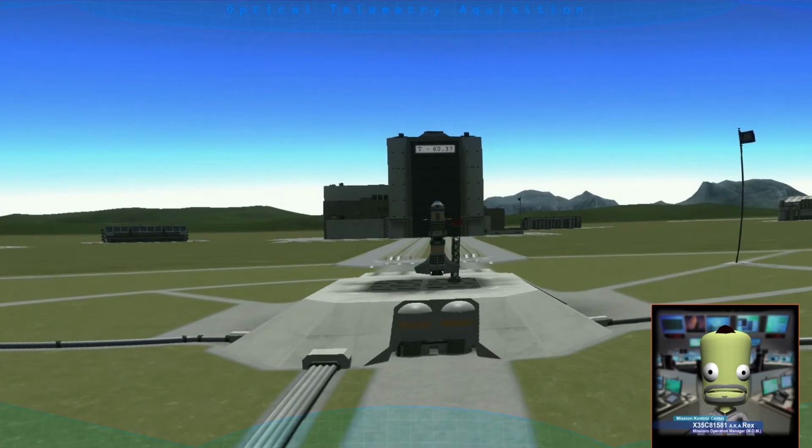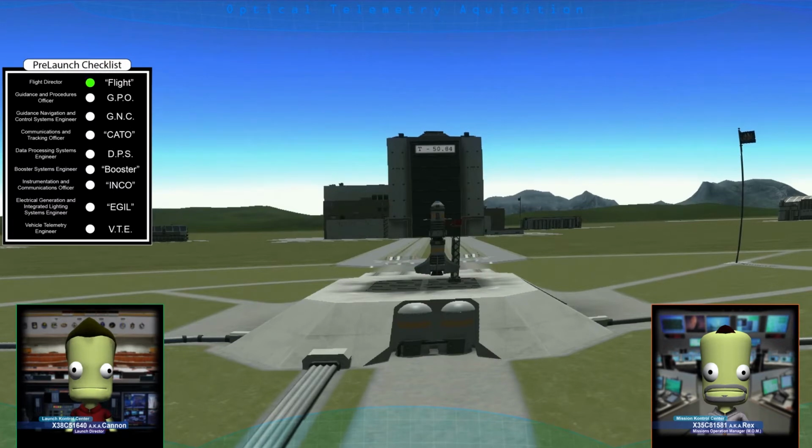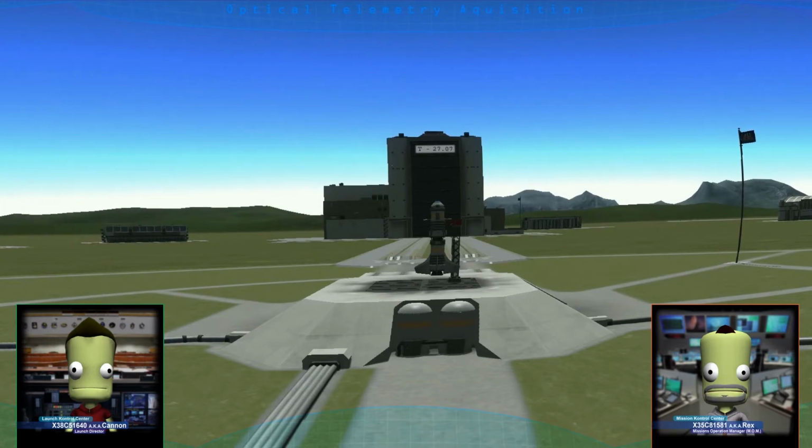Alright, with Oda in position, it is now time for our go, no-go, pre-launch checklist. Cannon, are you there? Yes sir, we're ready for pre-launch. Flight. Go. GPO. Go. GNC. Go. Kato. Go. DPS. DPS is go. Booster. Go. Inco. Also go. Eagle. Go. VTE. VT is go. And we are green across the board. Handing over flight controls now.